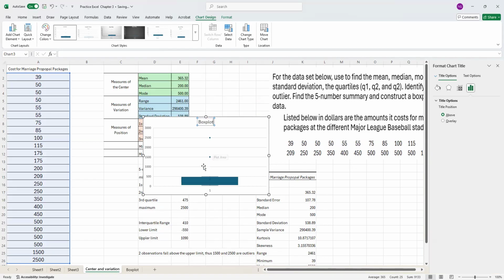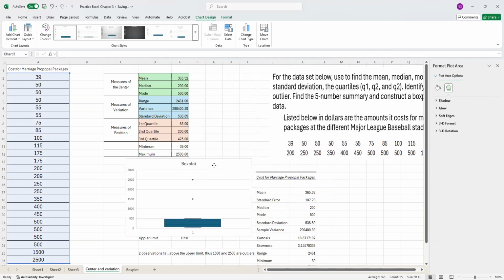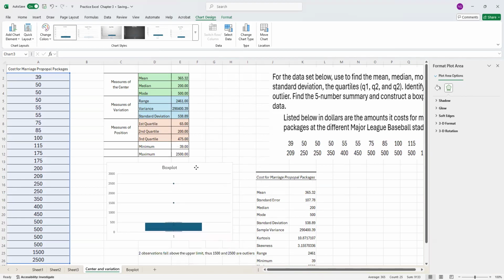Okay. Now you see there are two data points above the upper limit, which are 1,500 and 2,500. They are outliers represented by a dot. So it could be bigger than that, but this is a box plot. I'm hoping this one helps you a lot to construct this box plot.